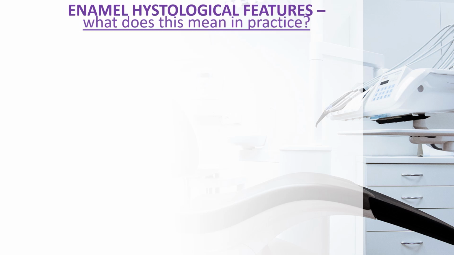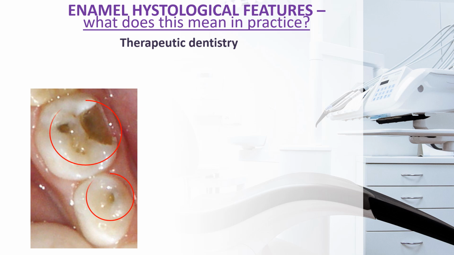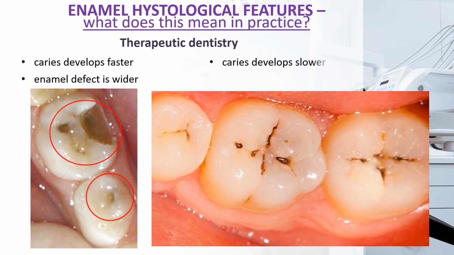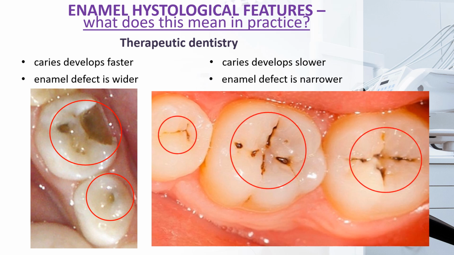What does it mean in practice? Enamel histological features. In temporary teeth, caries develops faster and the enamel defect is wider. Instead, in permanent teeth, caries develops slower and enamel defects are narrower. It is practical meaning.